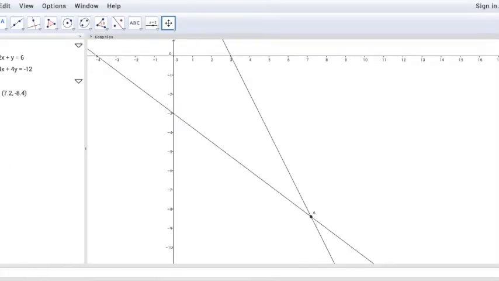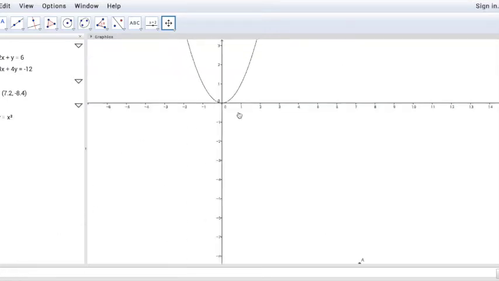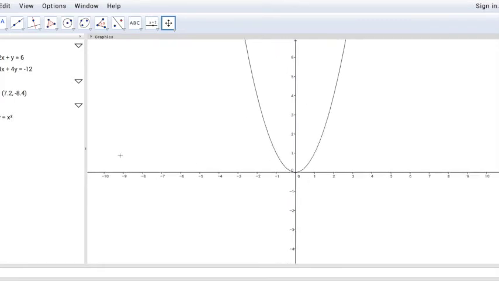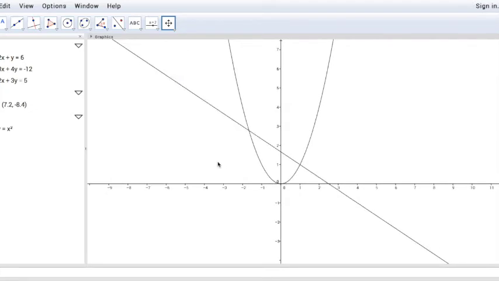For the quadratic equation we are taking y equals x squared. In the input window press y equals x squared, enter. Now we are seeing a quadratic equation. The second one is a linear equation, that is 2x plus 3y equals 5. We are observing the line is intersecting the quadratic equation at two different points. Those 2 points are called solution set points.